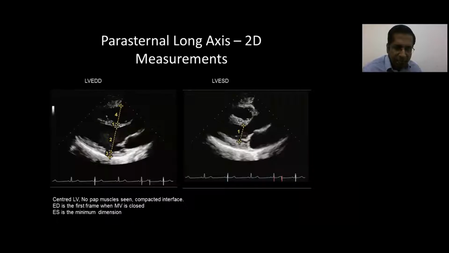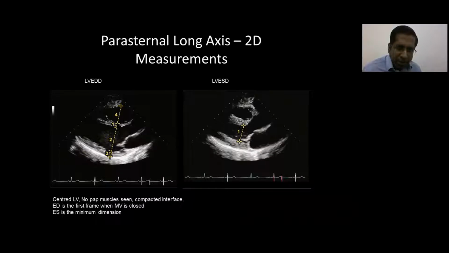So again, we have to ensure that the LV is nicely centered. One thing which I did mention is, what do we mean by a centered LV? Apart from the other things that I mentioned, another thing is that you also ensure that the aortic valve is fairly in the center, not too far away to this side or this side. So when the aortic valve is fairly to the center, that is another thing to bear in mind.